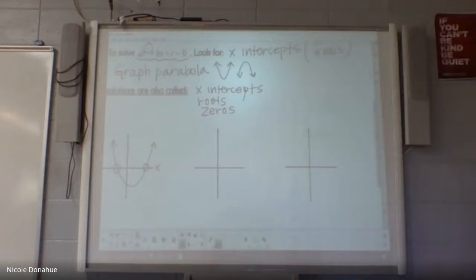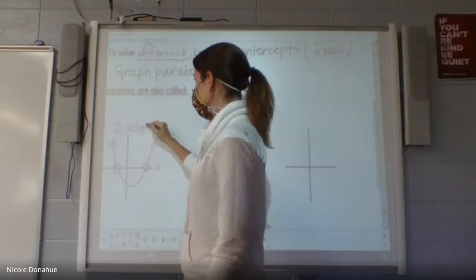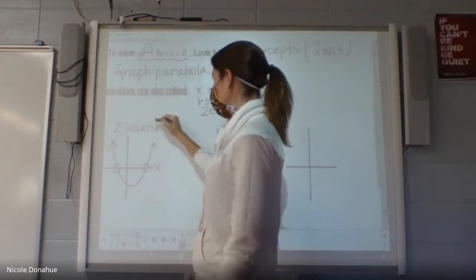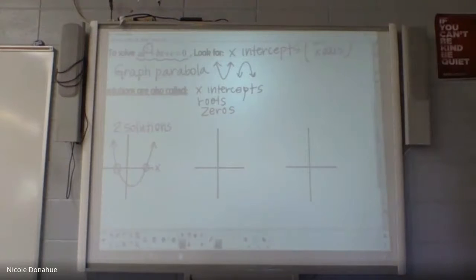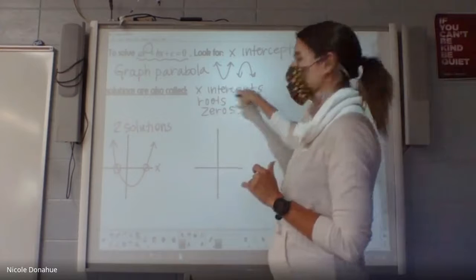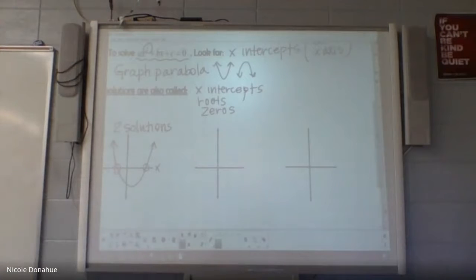What other types of number of intercepts? So this has 2 solutions. What's another option? No, we always want them to be x-intercepts. But for having two solutions, could there be more? Could there be less?